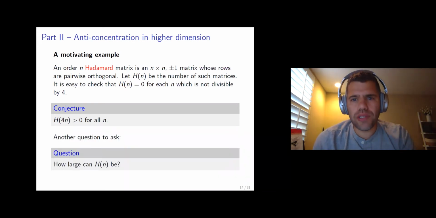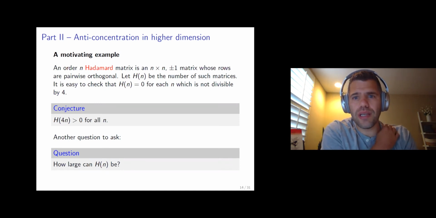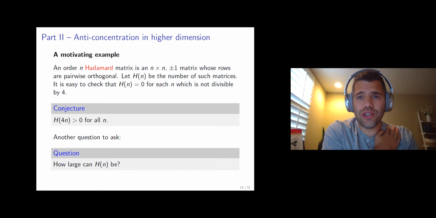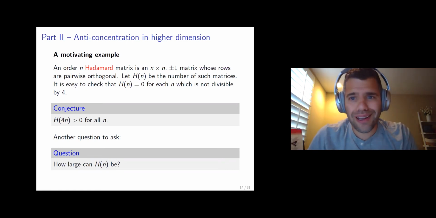But the question that I was interested in: it's very hard to find Hadamard matrices, but let's try to understand the structure, and hopefully maybe it will give me ideas how to construct them. And so the question that we ask is, how large can Hn be? Instead of showing that it's non-zero, I just wanted to show that it's not very large, regardless.